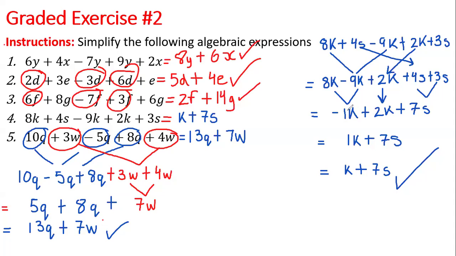Negative 1K plus 2K is what? Positive 1K. Plus 7S. And that's how we get it. Now, it's just 1K, so we just put K. So it's K plus 7S. All right? Okay. And it's not okay, Alora. You know better than that. It's either yes or no.